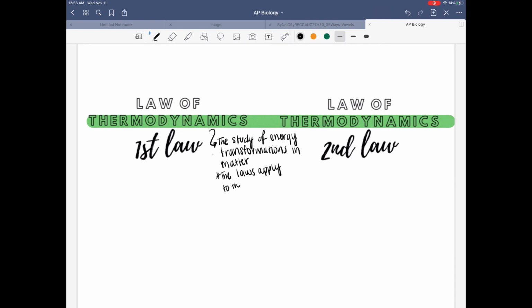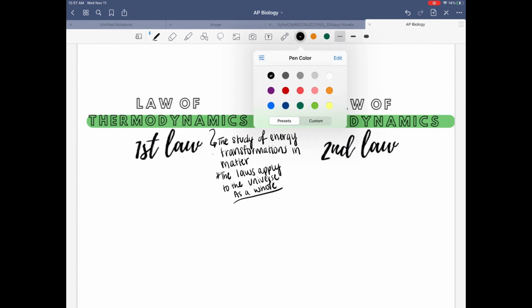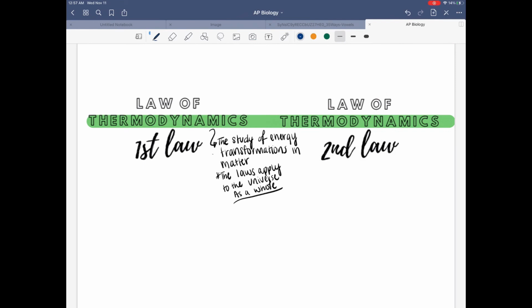So it's important for us to remember that these laws that we're going to look at apply to the universe as a whole. I know that you guys have looked at these laws already, but we're just going to write them out so that we can have them fresh in our minds when we look at the rest of the unit. So, the first law of thermodynamics: energy cannot be created or destroyed.